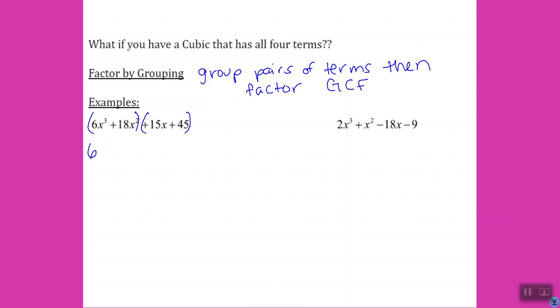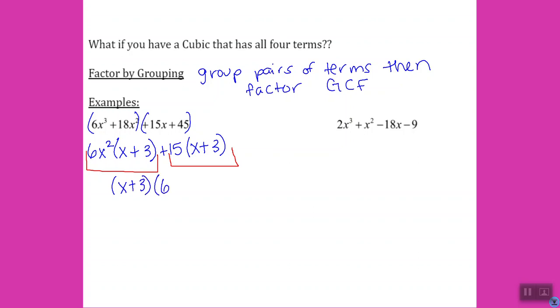These 2 have 6x squared in common. When I divide that out, I'm left with x plus 3. 15x and 45 have 15 in common. So x plus 3. But now we have this term and this term. What do they have in common? Well, they both have an x plus 3. So if I factor out x plus 3, then I'm left with 6x squared plus 15.